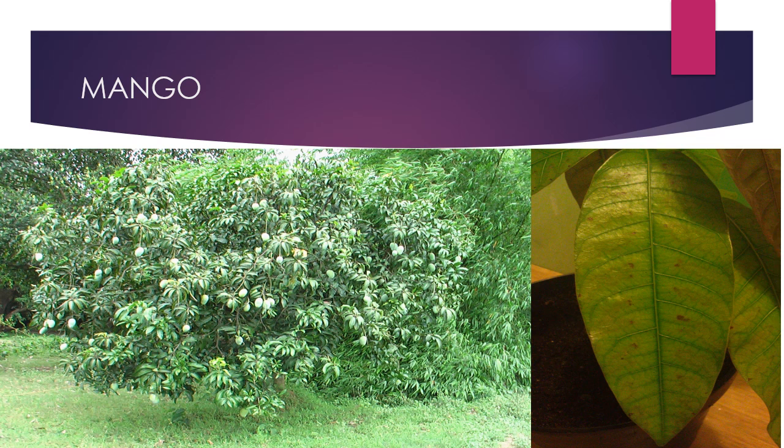Now this leaf is of mango tree. This is a mango tree leaf, and here this mango tree is also shown in the picture. See children, mango is a species of flowering plants. Mangoes are believed to have originated from the region between northwest Myanmar, Bangladesh and northeastern India.